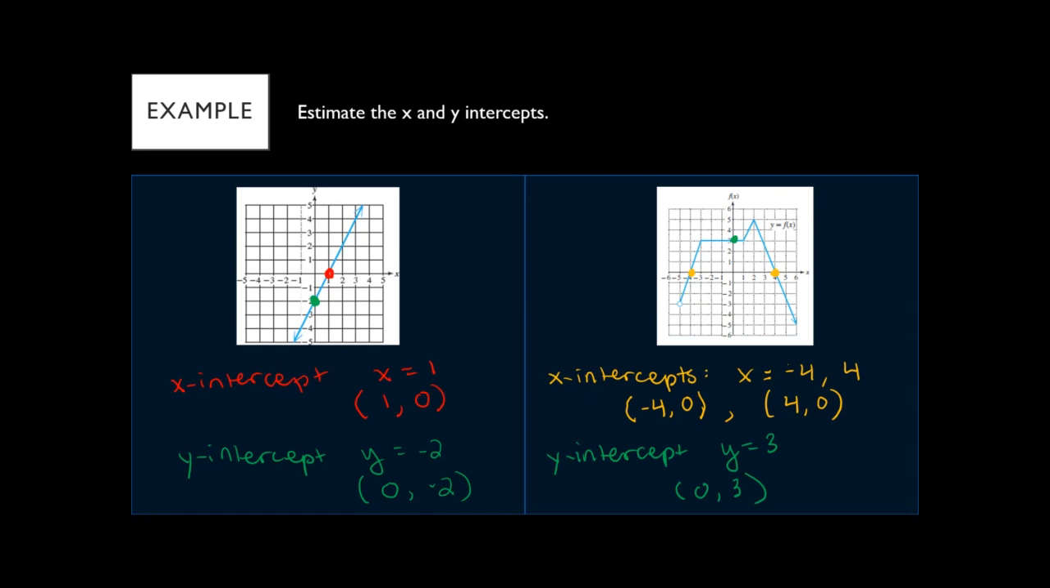For functions, you never have more than one y-intercept, because then it's not a function. So we are focused on functions in this class. So functions never have more than one y-intercept. If it does, it violates the definition of a function. But we can have more than one x-intercept, and we often do.